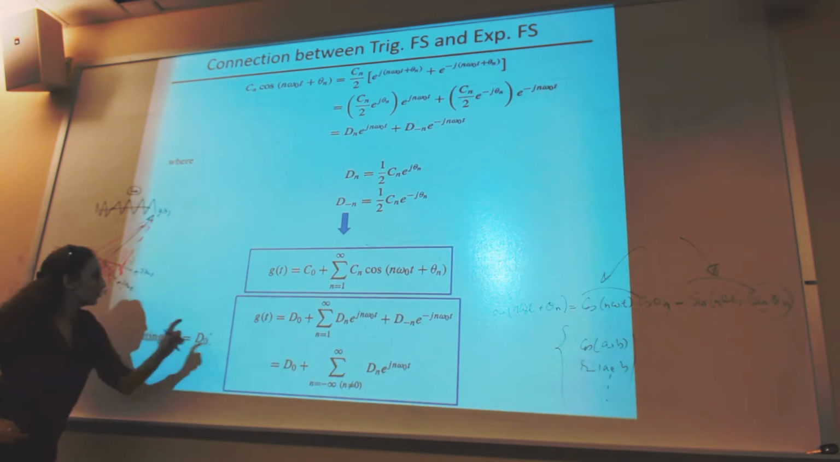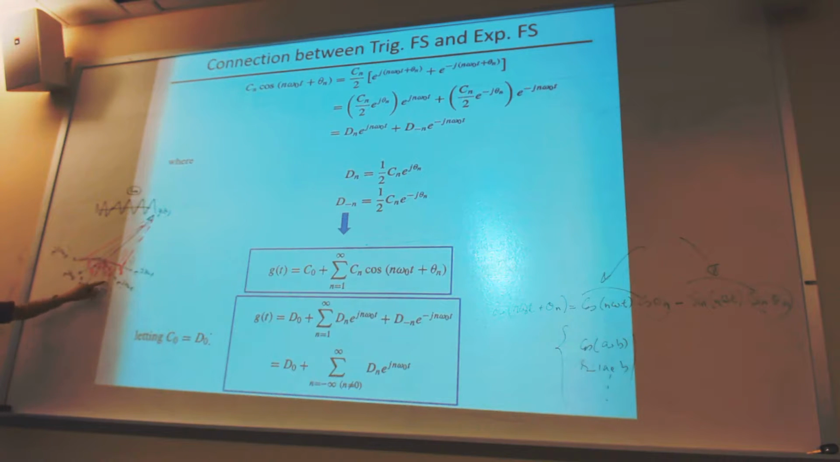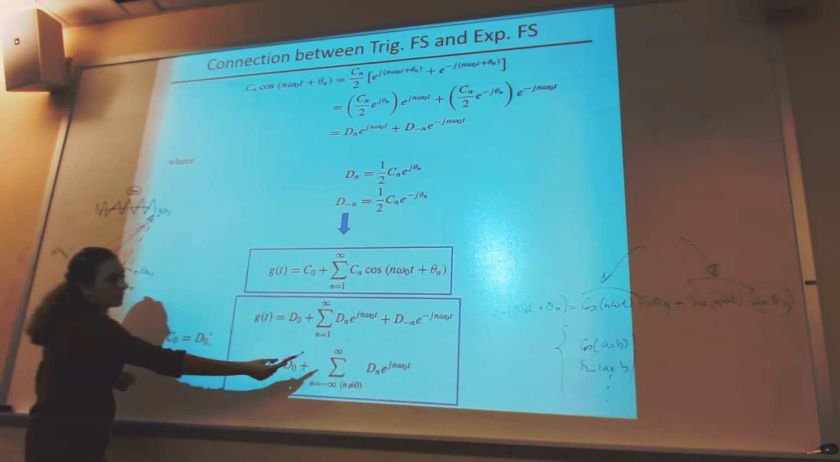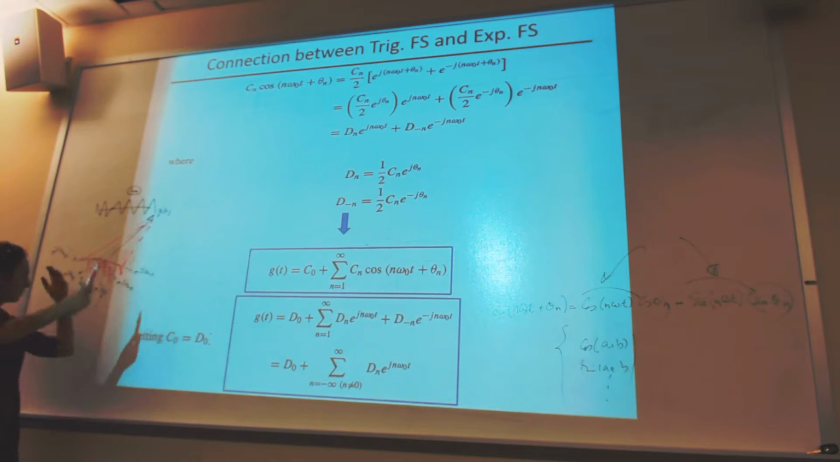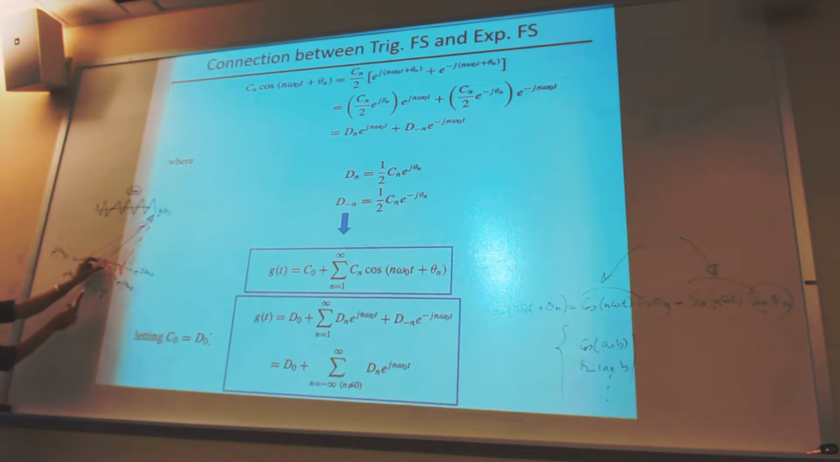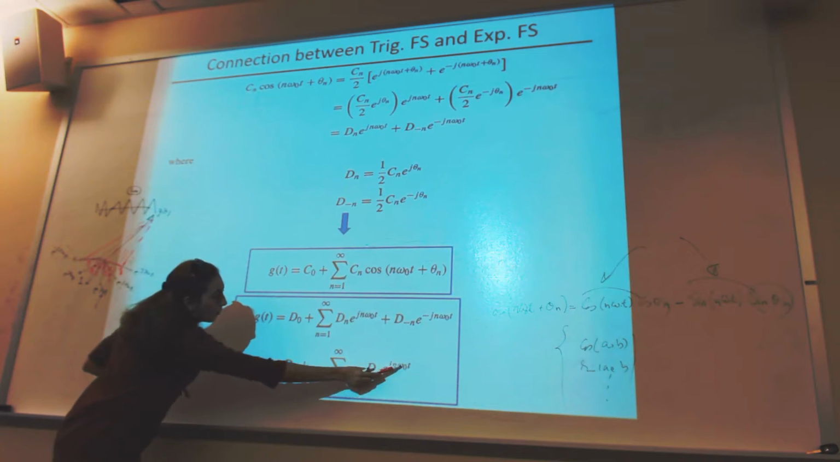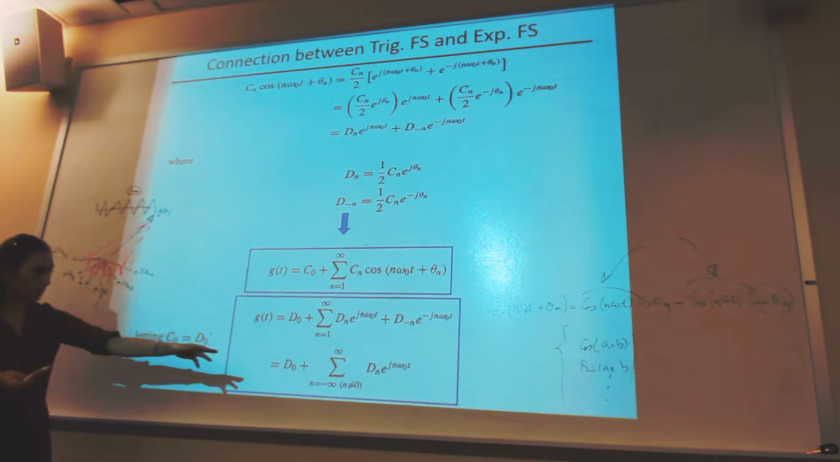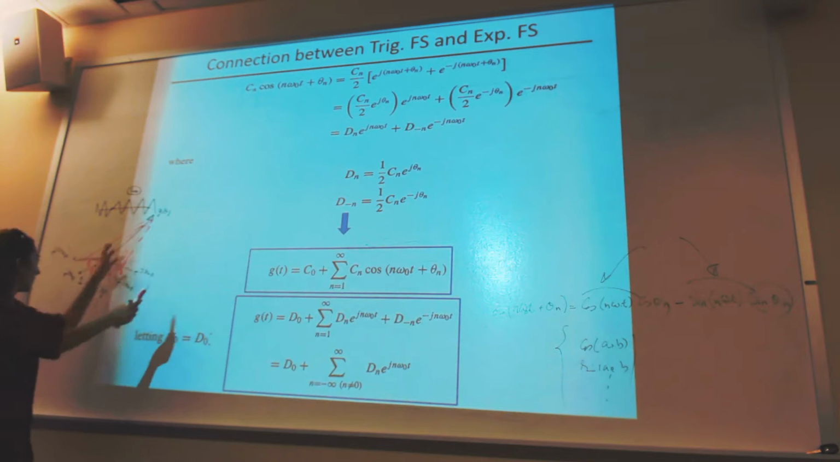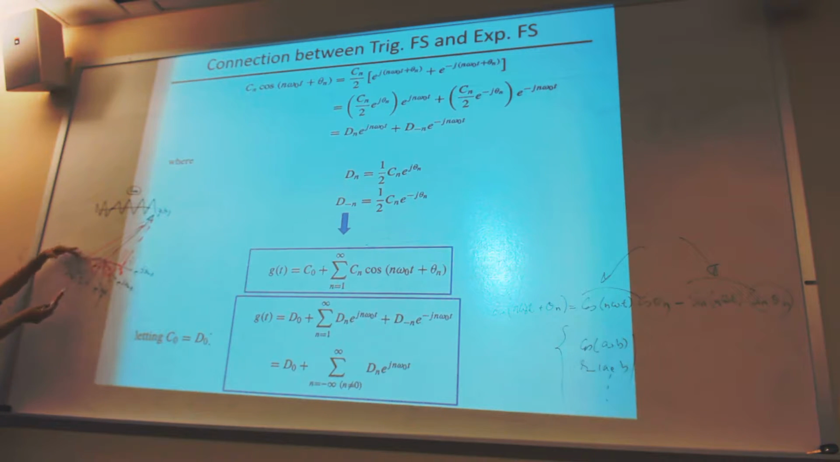DC plus D1 e to the j omega naught t, plus D2 e to the j 2 omega naught t, plus D3 e to the j 3 omega naught t, etc. And then also the negative parts. So hopefully you have this big picture of what you are doing. You just project your signal over that basis.